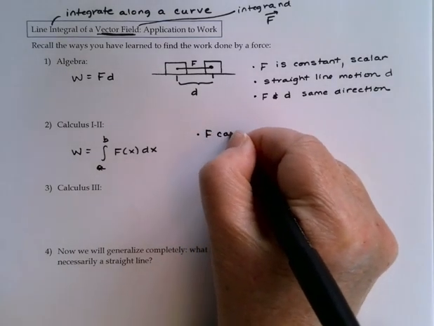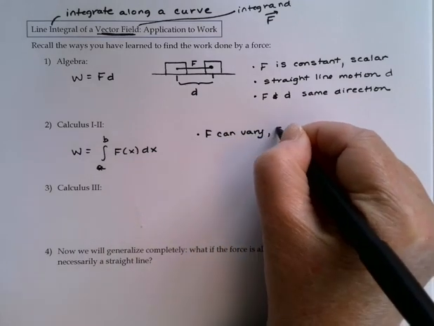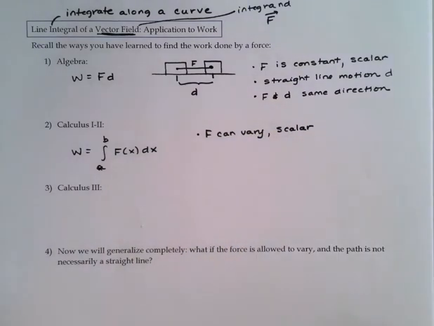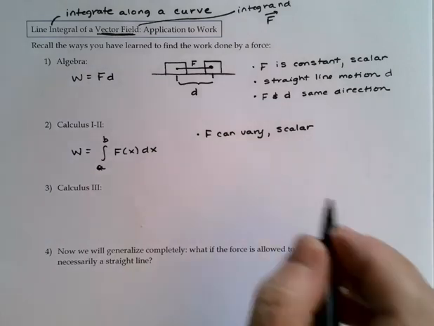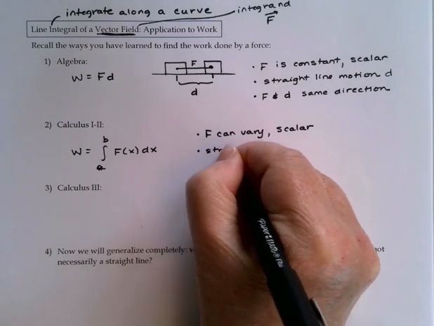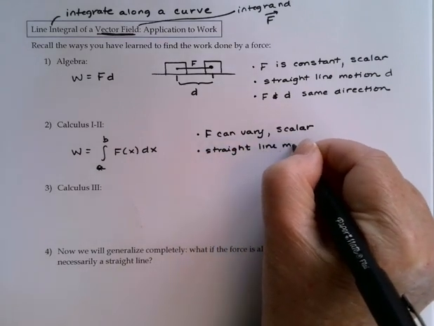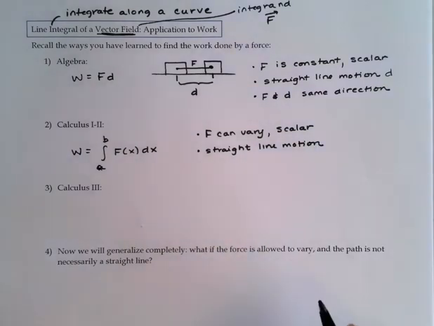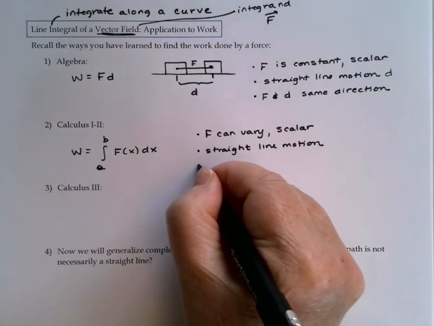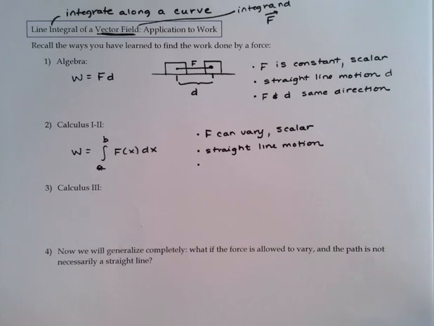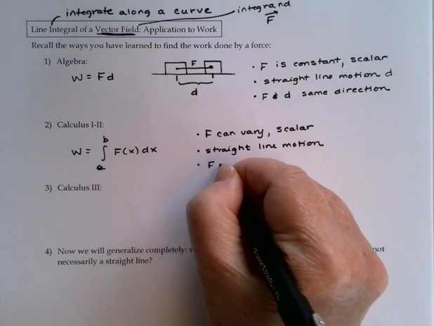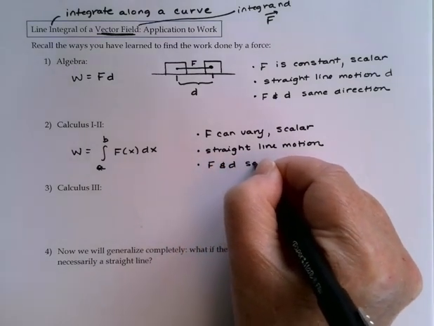So F can vary, but it's still a scalar quantity, right? When you thought about those leaky bucket problems, the weight of the bucket was still a scalar. It was just a number. We still had straight line motion. The bucket was either lifted straight up or lowered straight down. And F and D are still in the same direction. Since the bucket was always raised or lowered, that's the same direction that gravity acts, vertically. So F and D are still in the same direction.